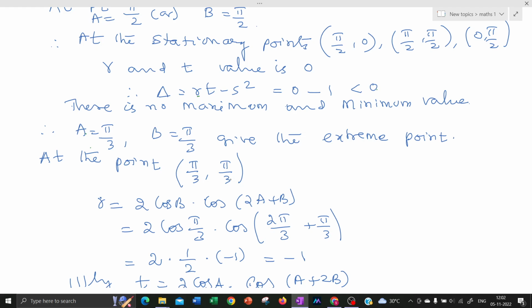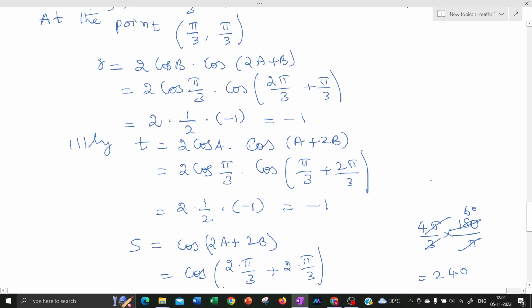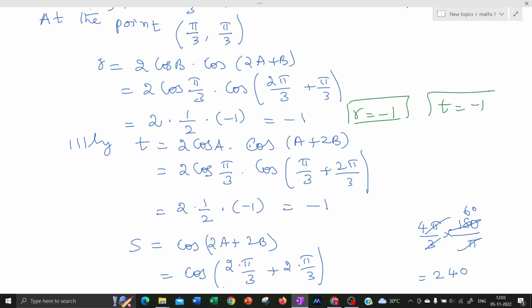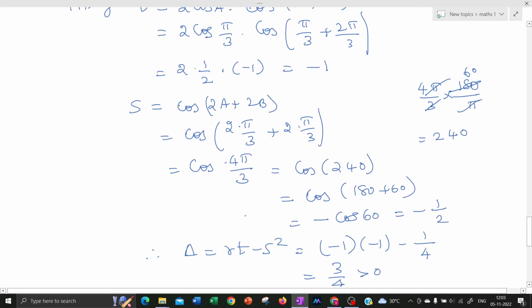At the point of pi by 3 comma pi by 3, what is the r value? R value is 2 cos b cos of 2a plus b. So 2 cos pi by 3 into cos of 2 pi by 3 plus pi by 3. When you substitute this, we get r equal to minus 1. When r equal to minus 1, t is also minus 1. What about the S value? S value is cos of 2a plus 2b, that is 2 into pi by 3 plus 2 into pi by 3. That means cos 4 pi by 3. What is cos 4 pi by 3 here? 240 degrees. Cos 240 value is minus 1 by 2.